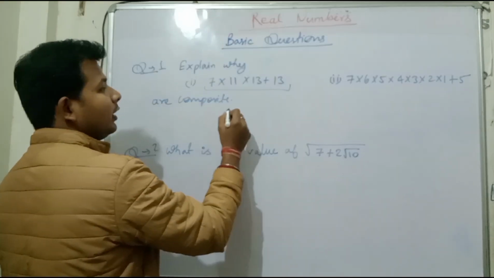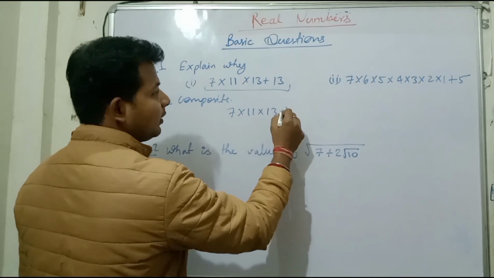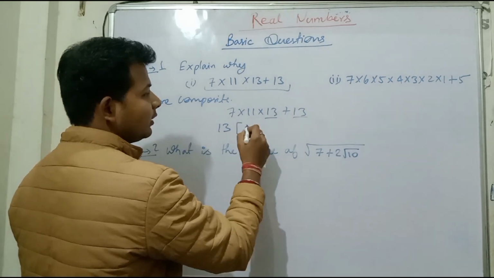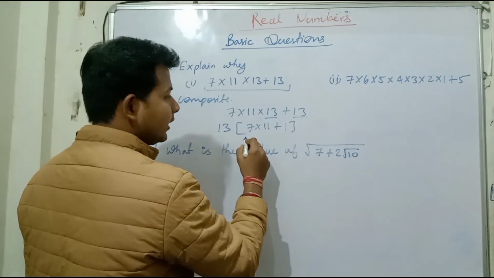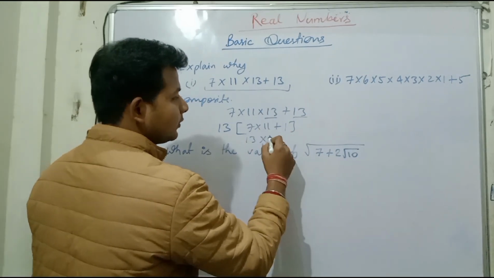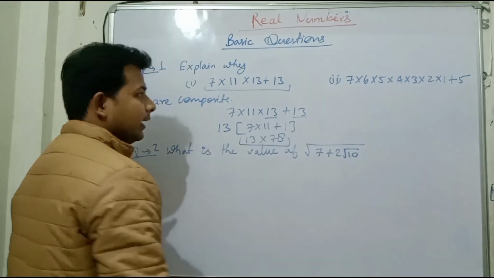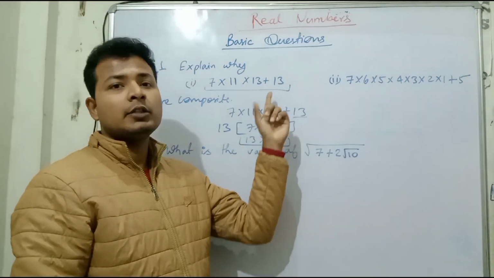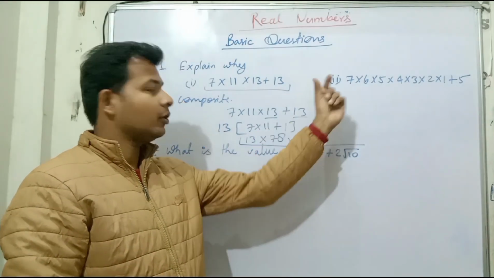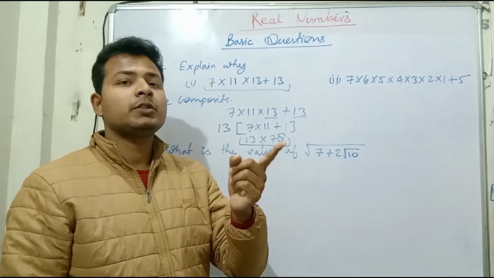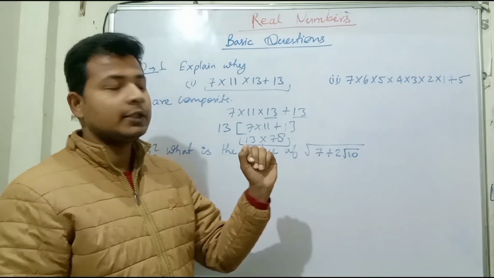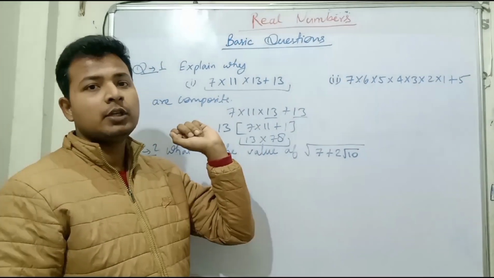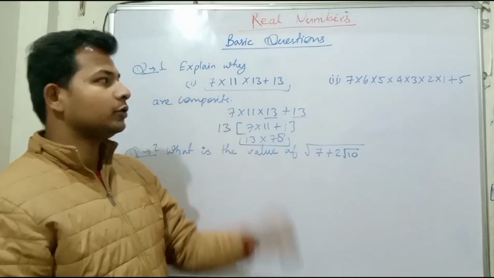Let's solve this number first of all. If I write 7 into 11 into 13 plus 13, there is 13 which is common. If I take 13 as common, it will be 7 into 11 plus 1, that is 13 into 77 plus 1, 13 into 78. If we can express this number as a product of two numbers, that means this number is not a prime number, because a prime number has only two factors. The first one is 1 and the second one is the number itself, but we can express this number as a product of two numbers. That's why this number is not a prime number, hence it is a composite number.